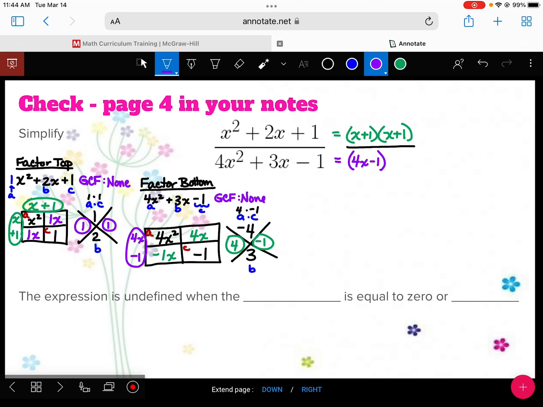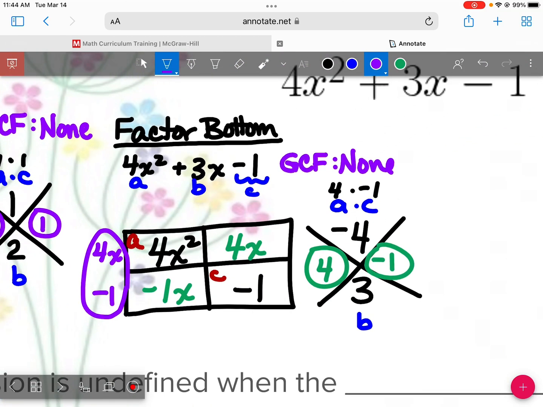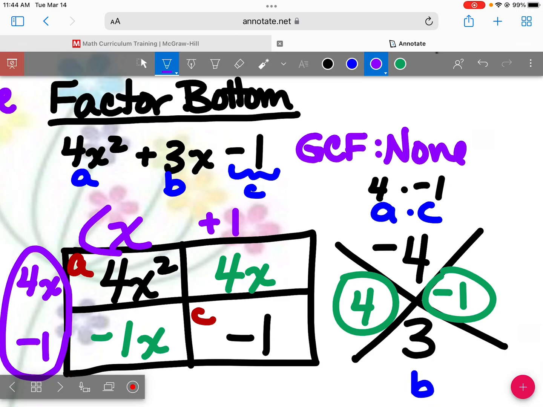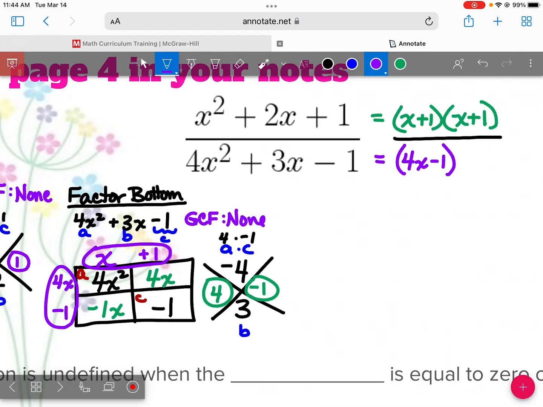Four x squared and negative 1x. What's the only thing those have in common? X. What's the only number that I can divide 4x and negative 1 by? 1. Will it be positive or negative? Why is it going to be positive? Yep, the 4x that it's touching, the box that it's closest to, is a positive. So I take that positive out. So x plus 1.